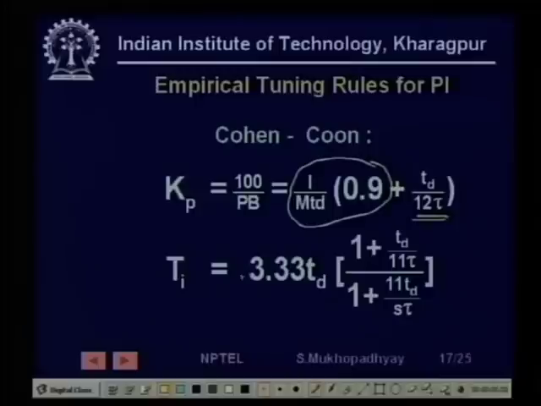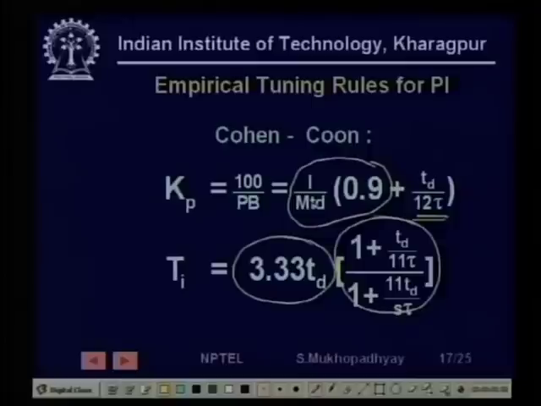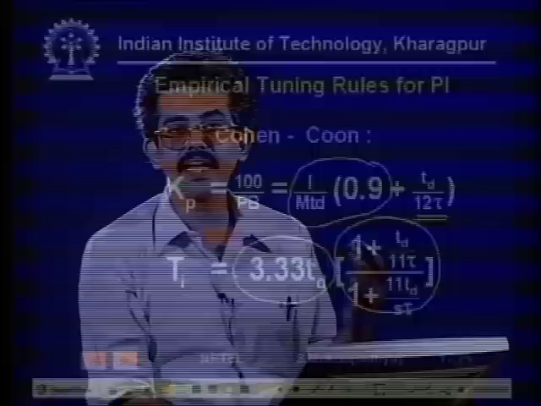So, here also you see that in this case he is adding, apart from this Td, a factor here, right. So you see that various kinds of empirical rules are given, and then you can apply.